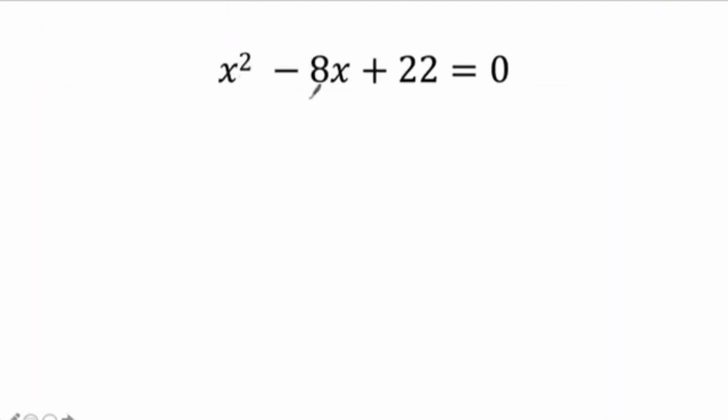Suppose you have x squared minus 8x plus 22 equals 0, solved by completing the square. So the first thing we have to do is isolate all those terms with variables at the left side and all the constants at the right side. And then complete the square.